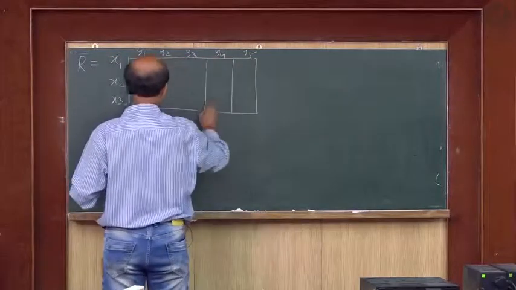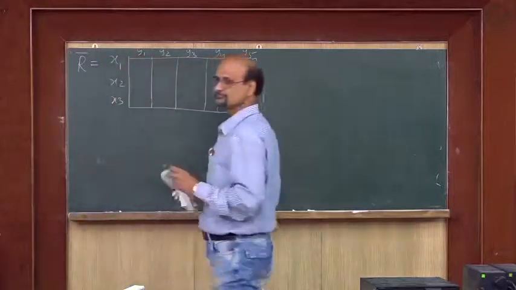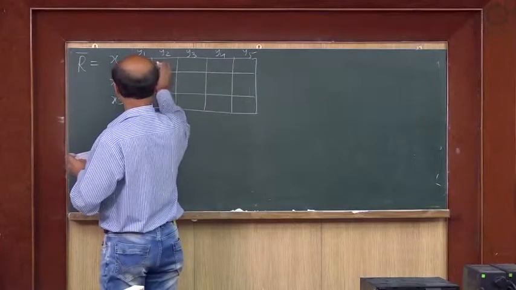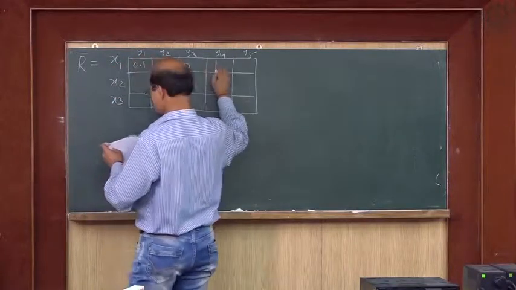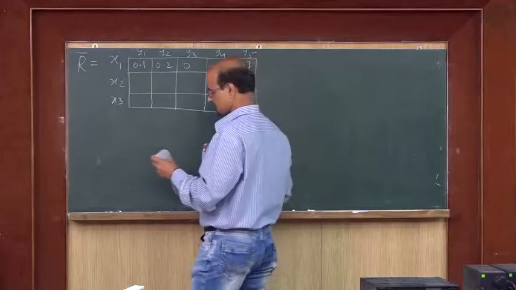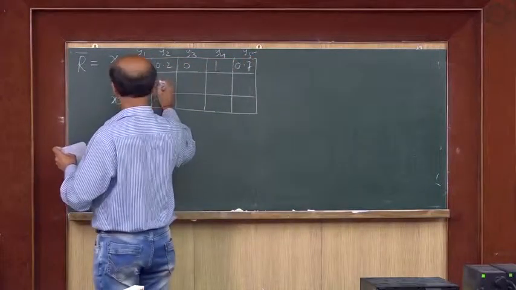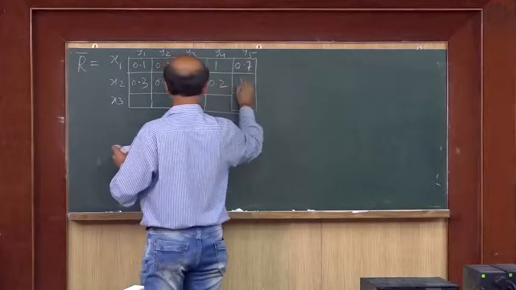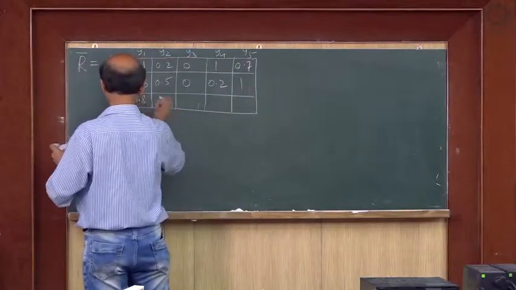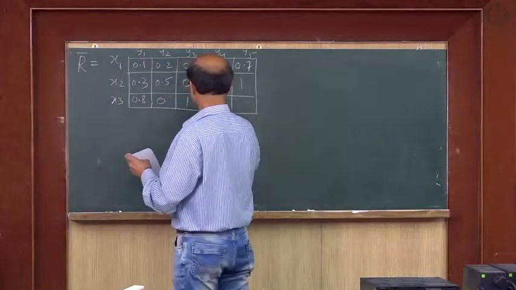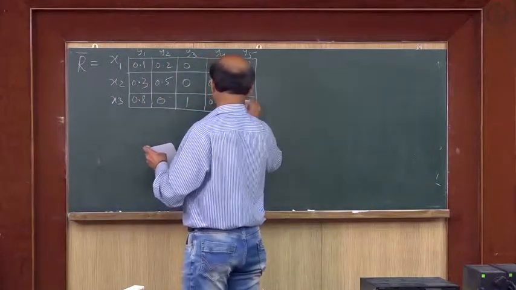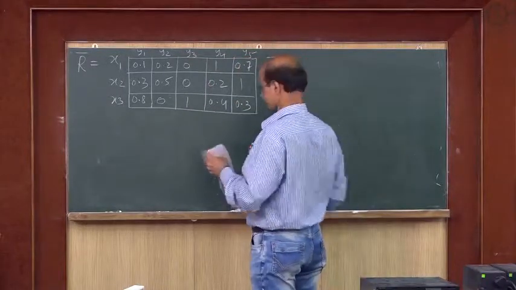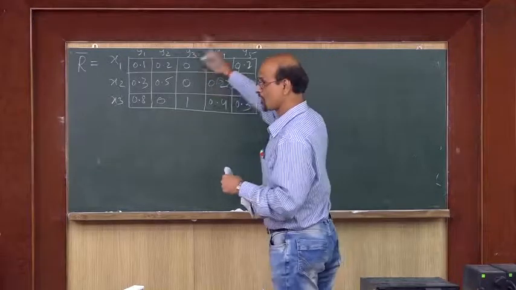So y5, y4, y3, y2, y1. So what are the membership degrees? 0.1, 0.2, 0, 1, 0.7. First row 0.3, 0.5, 0, 0.2, 1, 0.8, 0, 1, 0.4, 0.3. Okay? And suppose I have S bar as from now y to z.